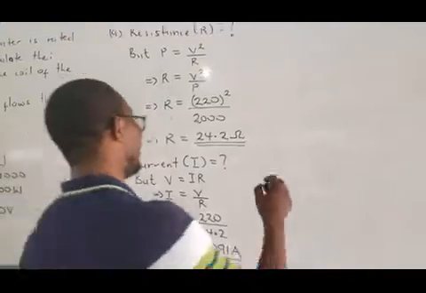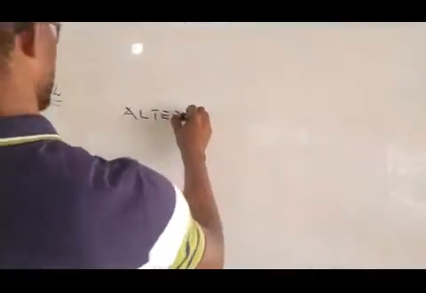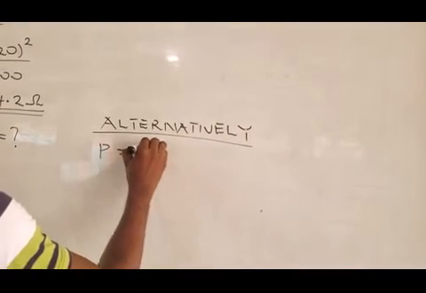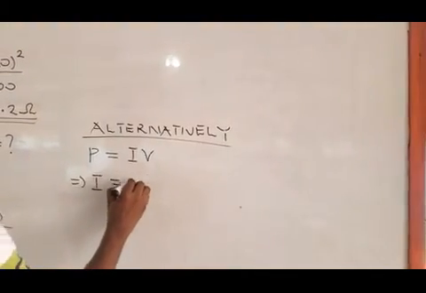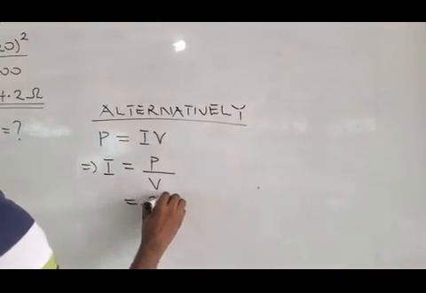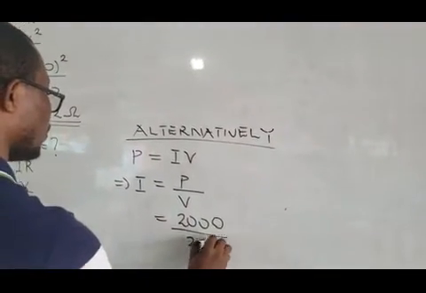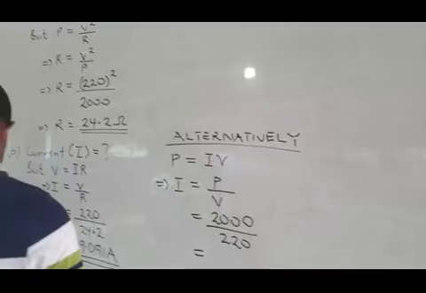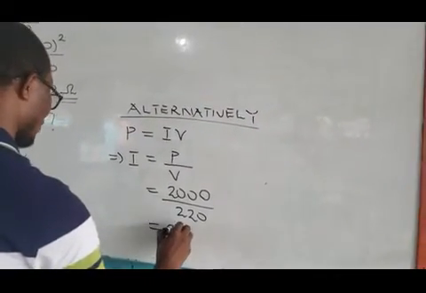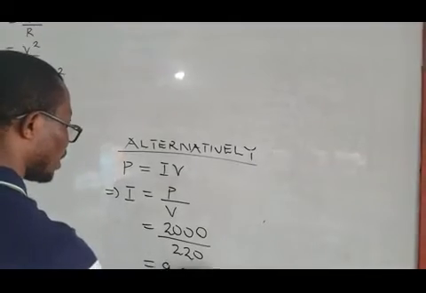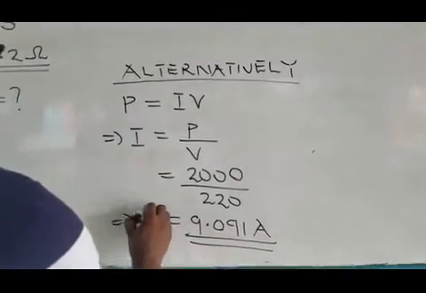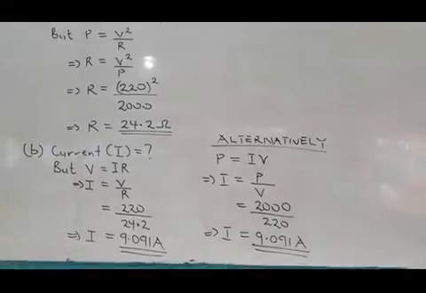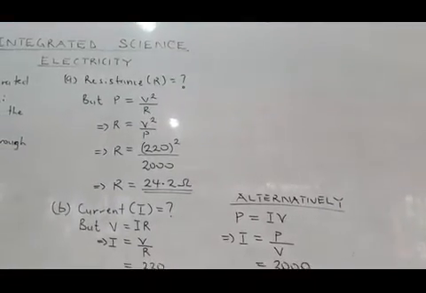Alternatively, if you use equation 6, which says P equals IV, if you make I the subject, your I becomes P over V. Our P is 2000, and then the voltage is 220. That's also giving the same thing, 9.091 to 3 decimal places. So our current is 9.091 amperes. Okay, so any of these equations should give you the same answer. So that is for question 4.